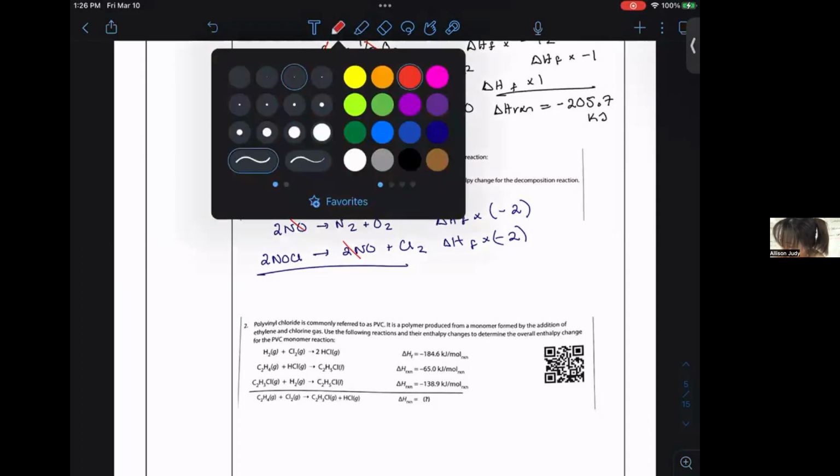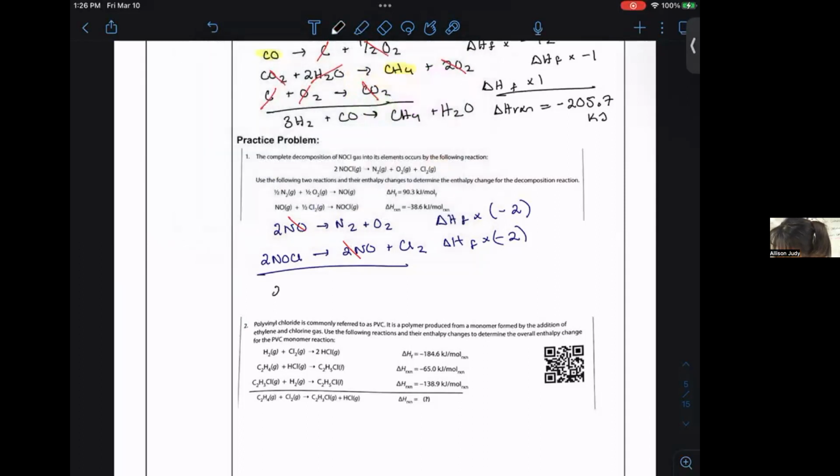You have 2NOCl goes to N2 plus O2 plus Cl2. So then what was your heat of formation value if you flipped and doubled both reactions? What would the sum be of flipping and doubling both reactions and then adding them together?